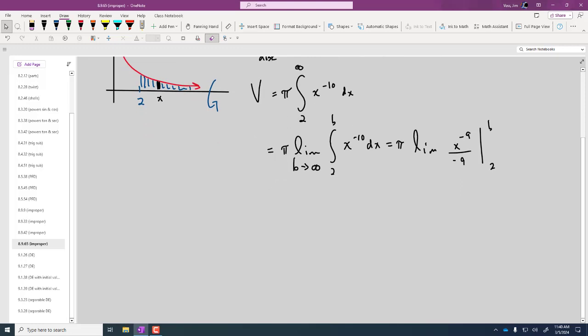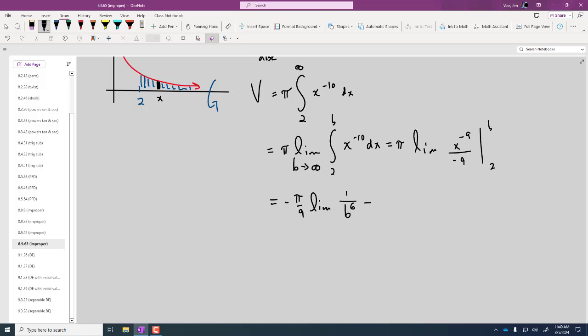Let's factor out that negative 1/9 all the way to the front. Okay, so now let's plug in the b. So we took out the negative 9. All we have is this x to the negative 9. So it's b to the negative 9, which we'll write as 1 over b to the 9. It's always easier with no negative exponents when you're evaluating a limit.